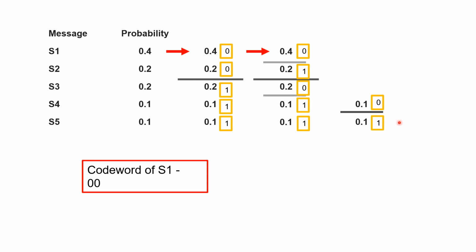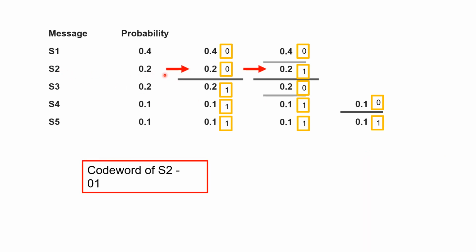Now we will assign codes based on the probabilities available here. Already we have assigned zeros and ones, so we will combine them. So what is the flow of S1 with probability 0.4? It is here with 0 and here with 0. So the code word for S1 is 0, 0. Similarly, we can do it for the other probabilities also. Let us see.